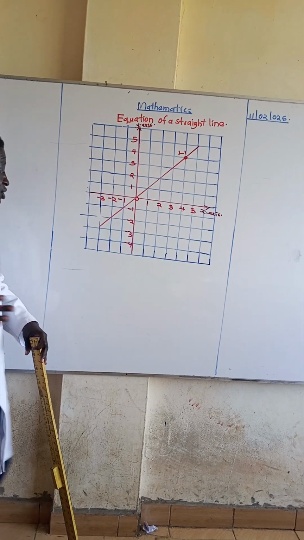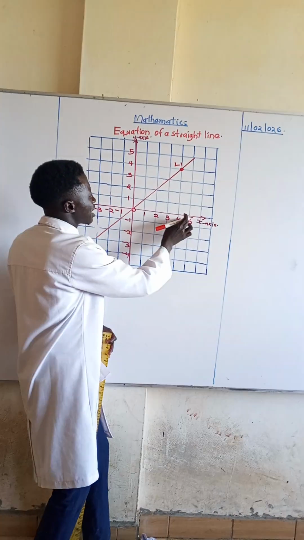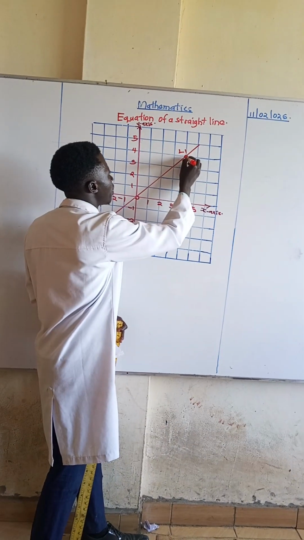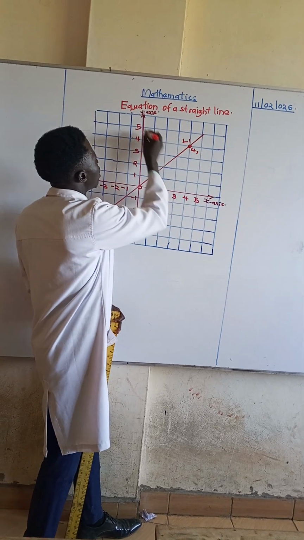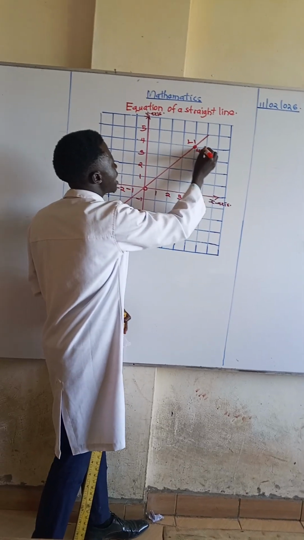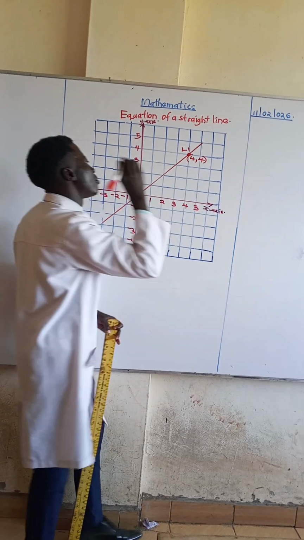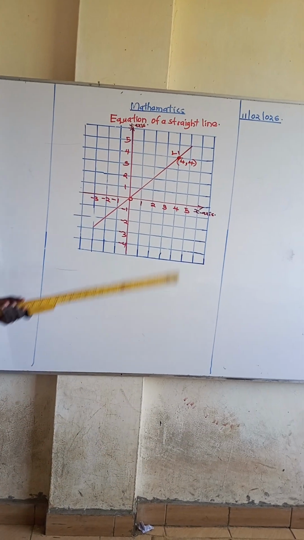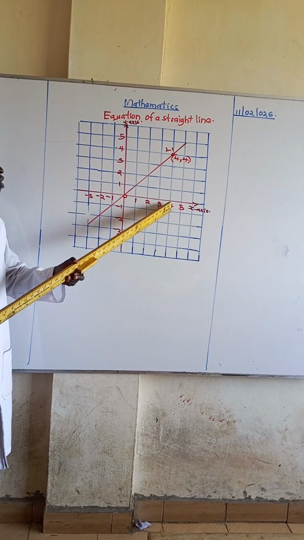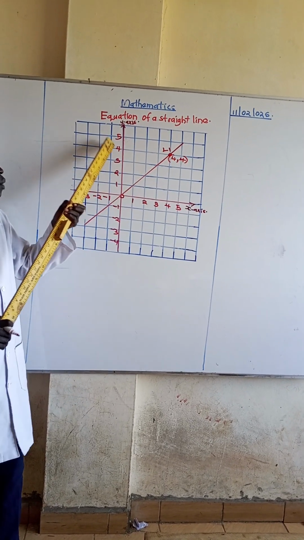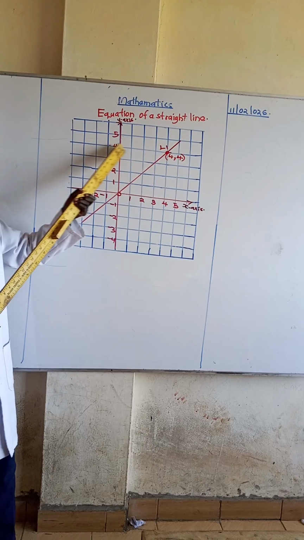Whenever we are labeling coordinates, we start from the x-axis and then the y-axis. So in this case, on the x-axis, my reading is 4. Then I put a comma. Then on the y-axis, my reading again is 4. So it means that at that point, I will have a coordinate of 4, 4. That is x at 4 from this section, then y again at 4 from this other section.